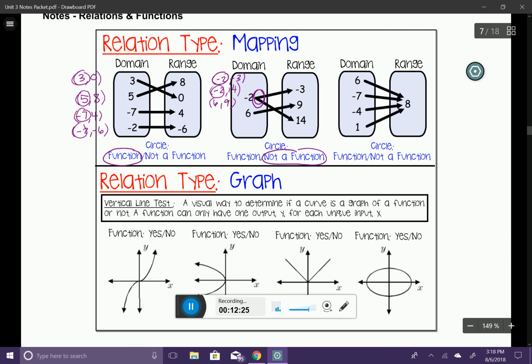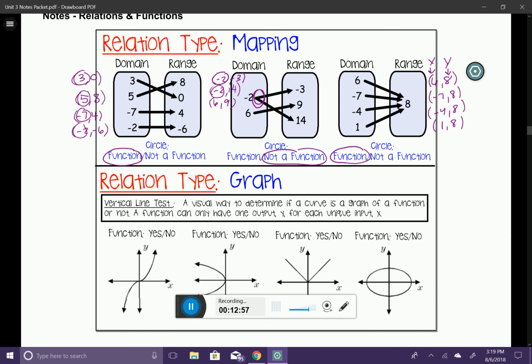Okay, let's look at another one here. This is a tricky one because you can see here that the range value looks like it's repeated, right? But again, sometimes it's helpful to write out the coordinates. 6 goes to 8, and then -7 is going to 8. -4 is going to 8, and then 1 is going to 8. So you can see that the y values are repeating, but the x values are not. So this indeed is a function, but it can be very confusing if you forget the fact that it's all about the x's.